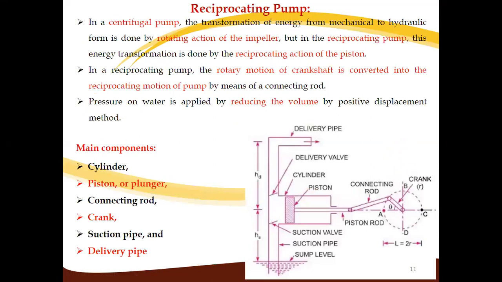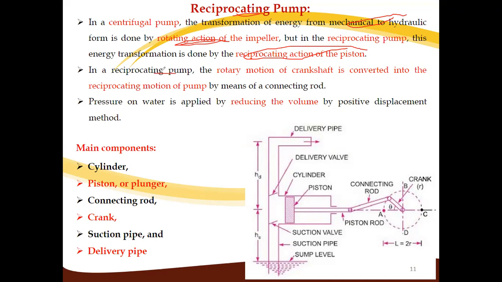Now we'll see another type of pump, called a reciprocating pump. The centrifugal pump is a rotodynamic pump. The water flows along the periphery of the impeller. Now, the reciprocating pump works on the principle of reciprocating action. In a centrifugal pump, the transfer of energy from mechanical to hydraulic is done by the rotating action of the impeller. But in a reciprocating pump, this energy transfer from mechanical to hydraulic is done by the reciprocating action of a piston.